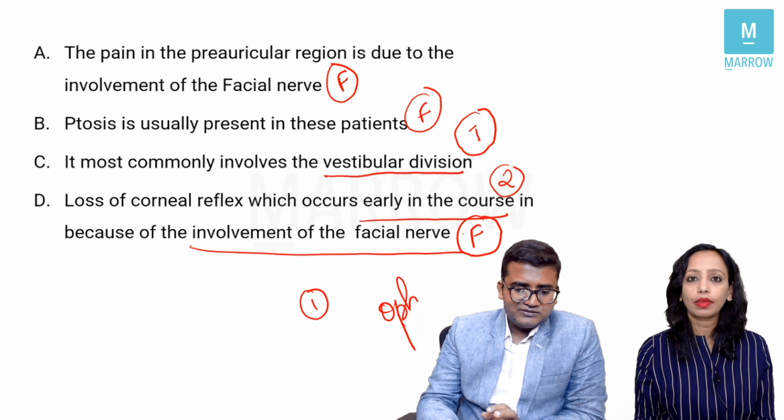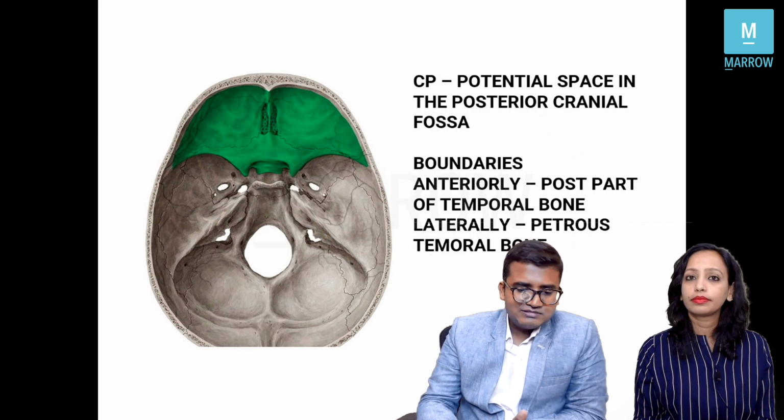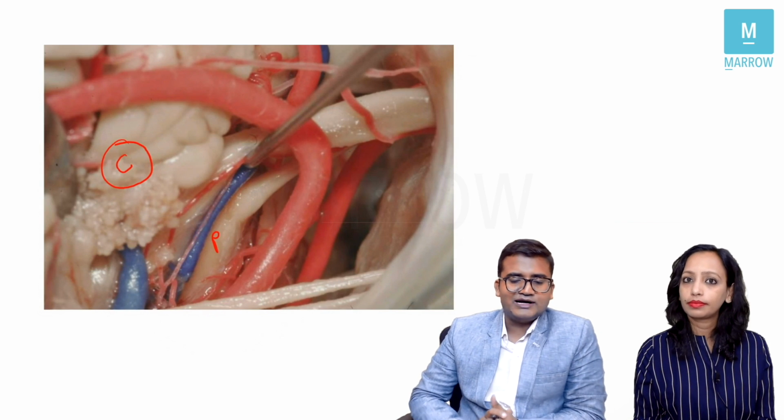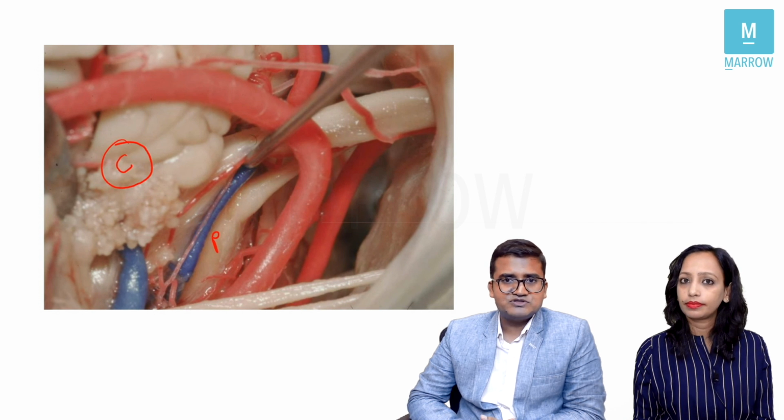Please remember the boundaries of the cerebellopontine angle. And please remember the contents of the cerebellopontine angle. Now what are the contents? Number one, flocculus of cerebellum. Now what are the arteries you have to remember? Number one, anterior inferior cerebellar artery, posterior inferior cerebellar artery, sometimes superior cerebellar artery, and the labyrinthine artery.